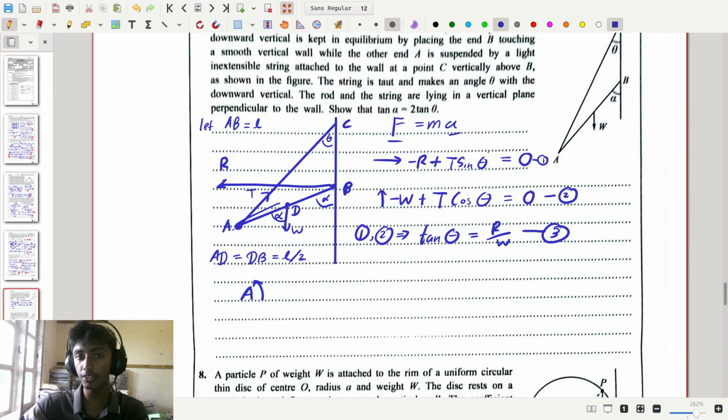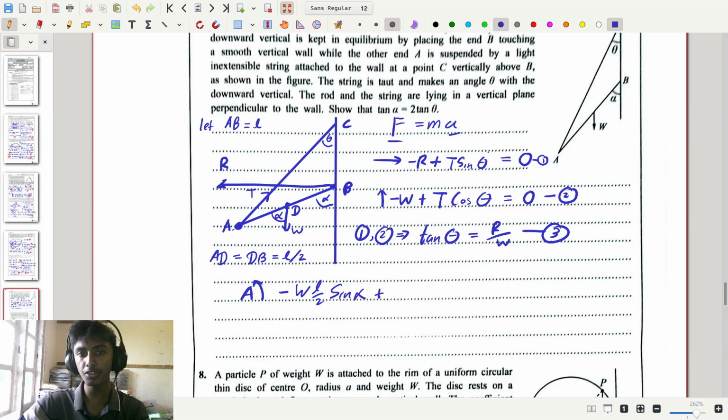So if this distance is L divided by 2, this distance based on this angle is going to be L divided by 2 sine alpha. So therefore the moment contributed by W is going to be L divided by 2 sine alpha times W. But if we take the moments in the anti-clockwise direction, since W is providing moment in the clockwise direction, we're going to have negative W L divided by 2 sine alpha.